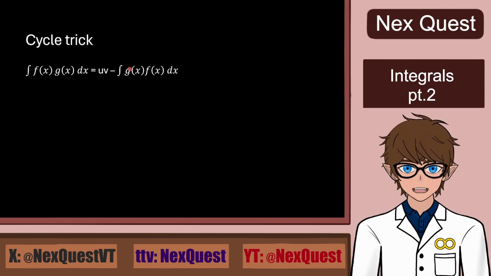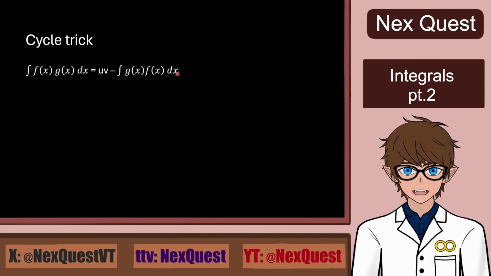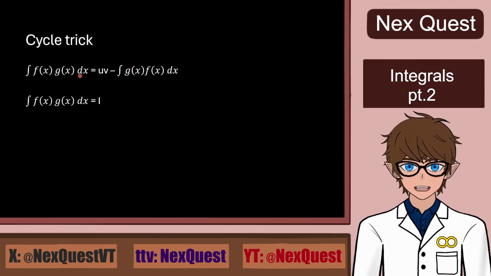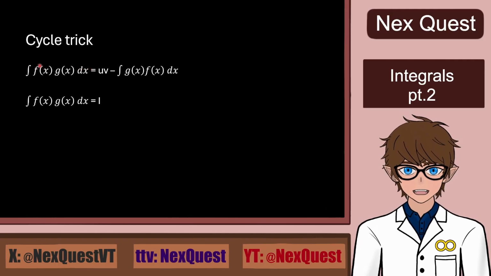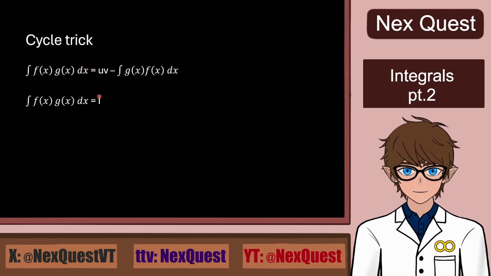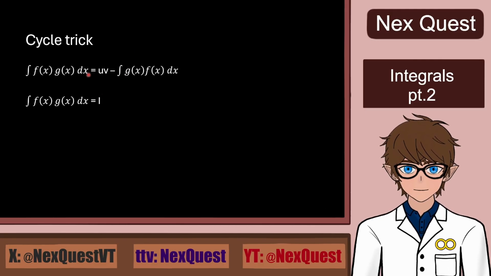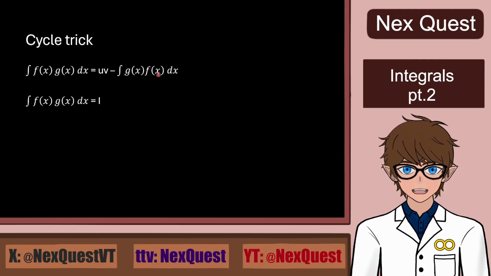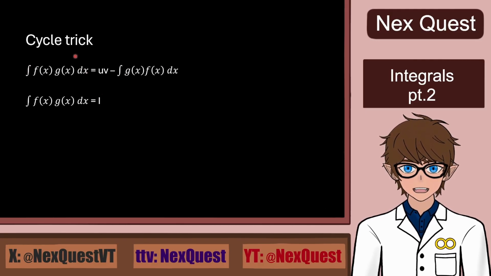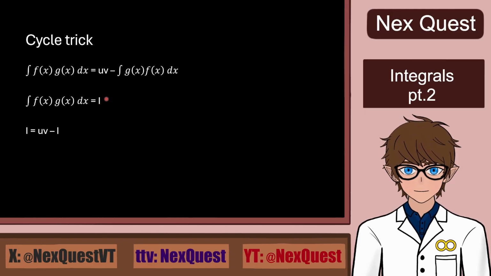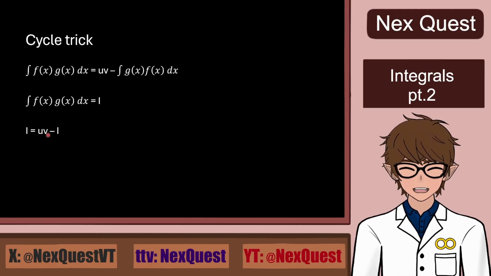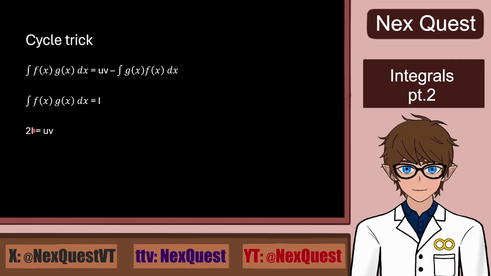And then we get an integral of g(x)f(x) dx. We see that we're going to call this original part of the function, the integral of the original function, let's say, capital I. Let's replace this part in the original equation with I. So we get I equals uv minus I. We just carry the I to the left because they're the same.